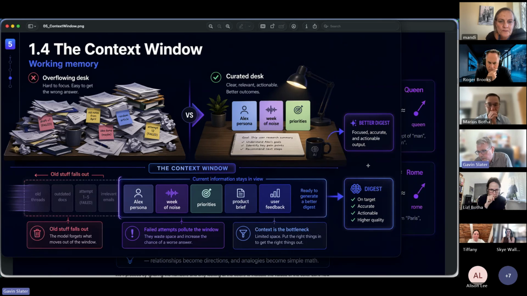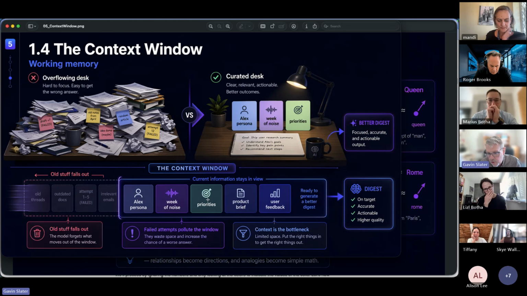And so the way to think about it is the internet information is just these patterns, whereas the actual context window is the working memory of the model. In this particular case, we've got the Alex persona, we put in the week of noise, it's pulled in the various priorities, and that very specific information allows it to pull up a much better set of patterns and answer the information much more specifically.